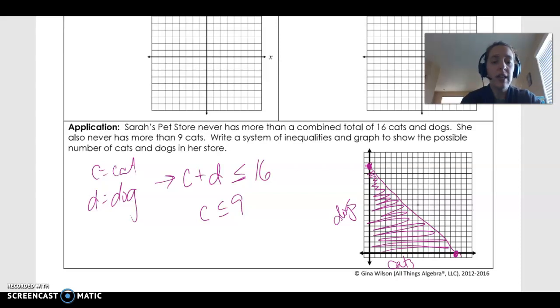Now let's look at that second inequality. The cats have to be less than or equal to 9. So I can find that place too: 2, 3, 4, 5, 6, 7, 8, 9. And I have a solid line there again, and I would shade to this side. Then I can see, and I'll use my highlighter for this one, that this is going to be my solution set for these two inequalities. All I've done is figure out how many cats and how many dogs would fit into both of these limiting factors.